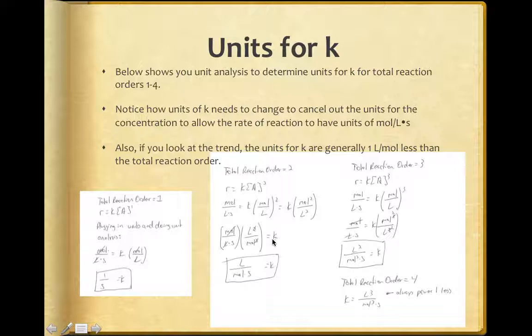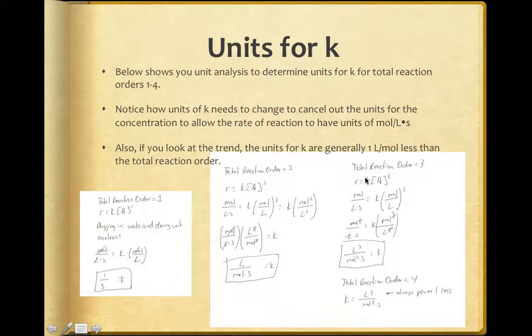Now if I isolate for K, all that I did was move my liter squared up here and moles squared down. And now if we do that, we can see that the moles here cancel out and I have moles on the bottom. And then my liters squared here now becomes liters, and this liter cancels out. So I have units for K of liters per mole second. Okay, notice how the units are different from order 1.